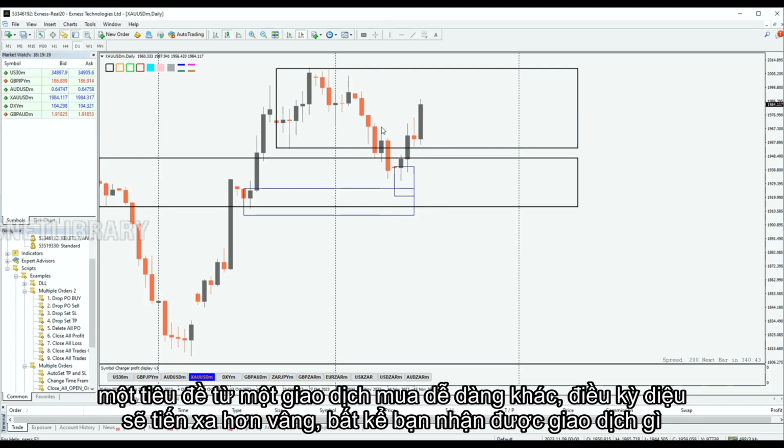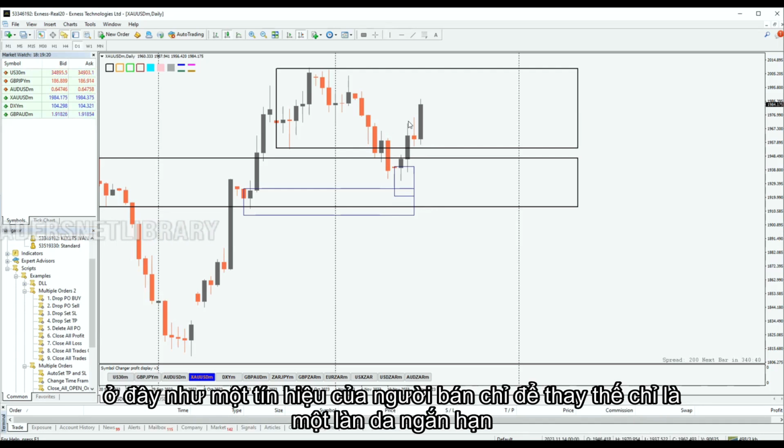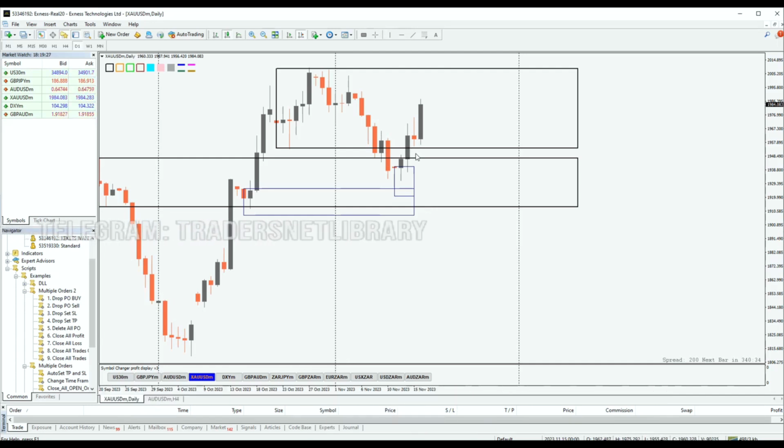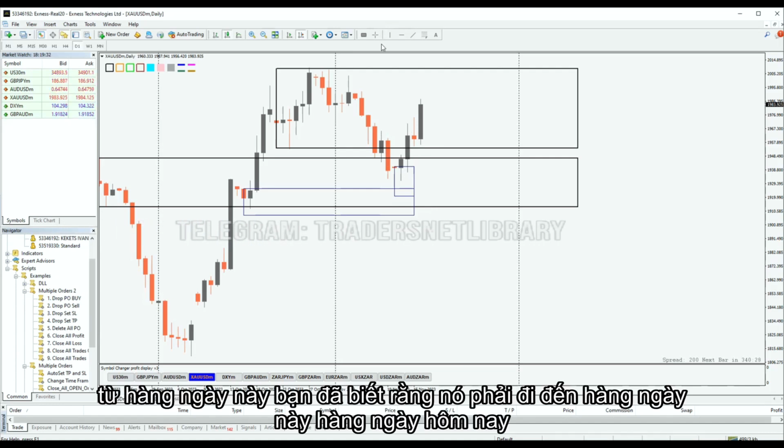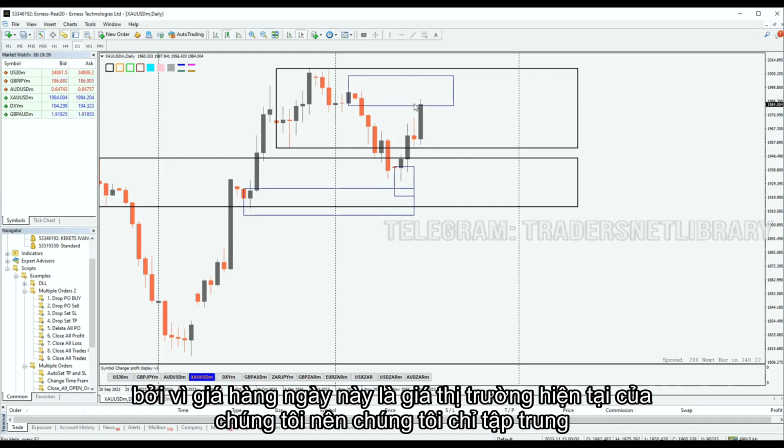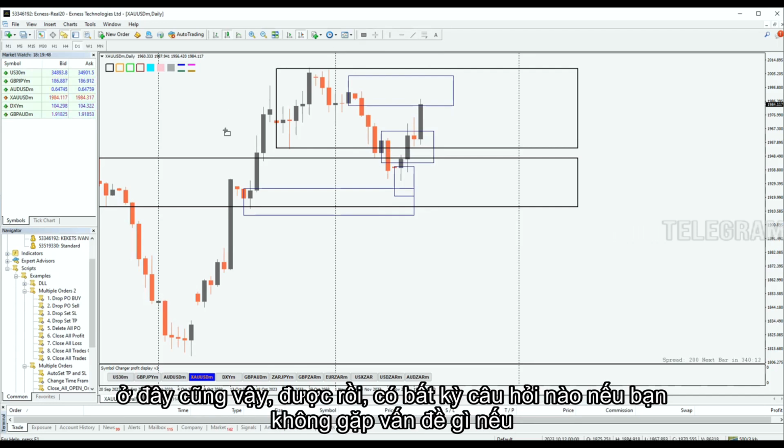Makes sense. Whatever trade you get here as a sell signal is just for retracement, just a short-term scalp. From this daily, we already know that it has to go to this daily, because this daily here was our current market price. So we just focus here on the same price.